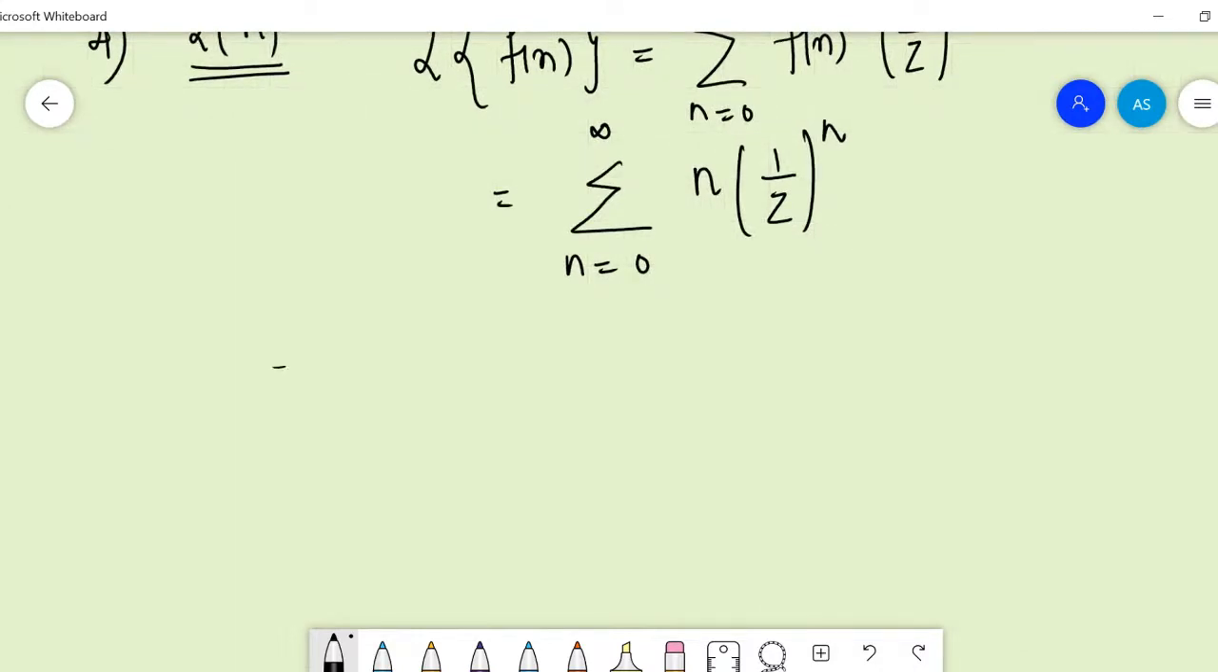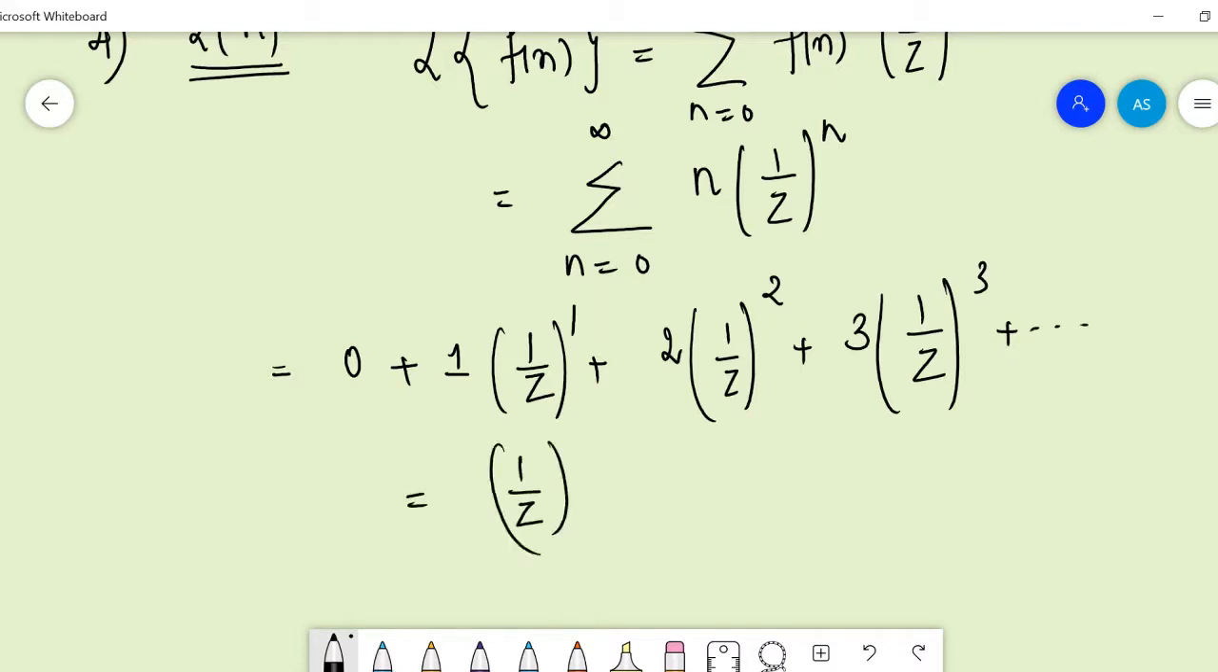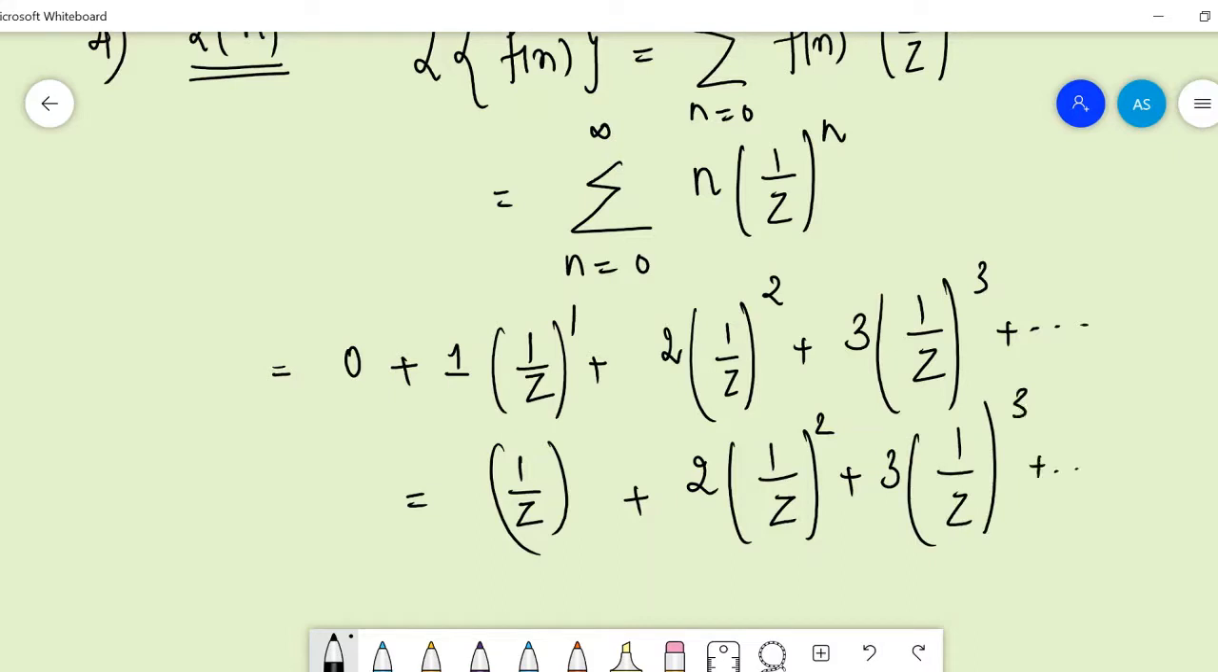Now start to give values for n, that is substituting the values for n which starts from 0. So 0 into everything is 0, and now substitute n equals 1, 1 by z whole power 1, n equals 2, 1 by z whole power 2, again 3, 1 by z whole power 3 plus etc. So 1 divided by z plus 2 times of 1 by z the whole square, 3 times of 1 by z the whole cube plus etc.